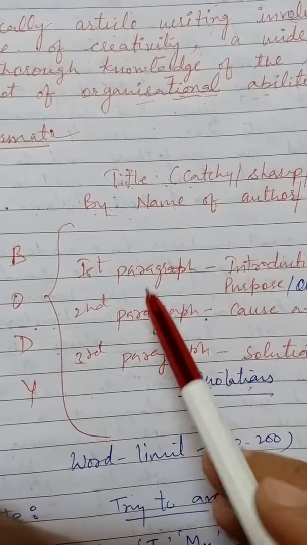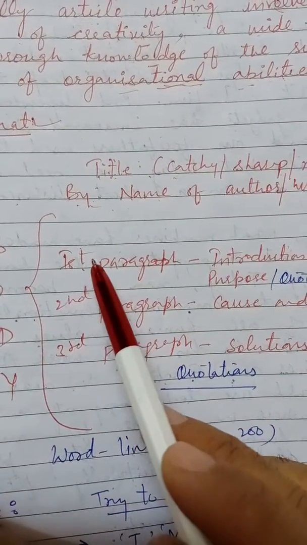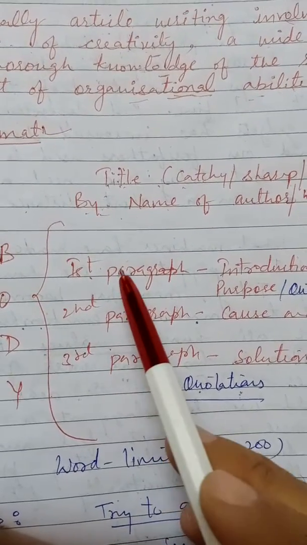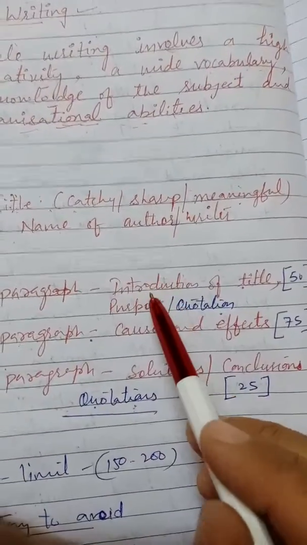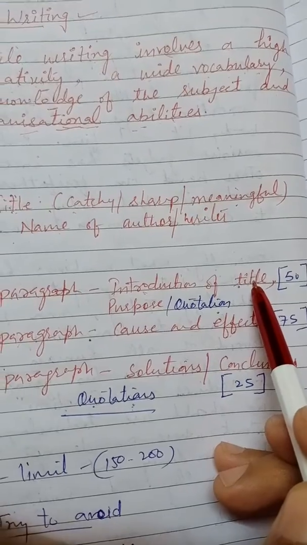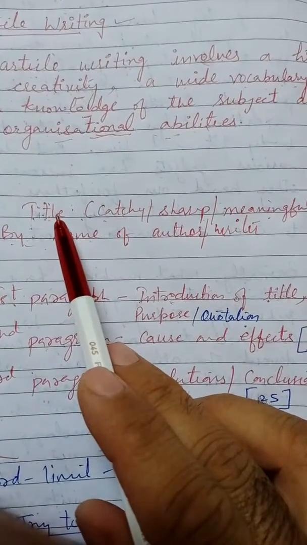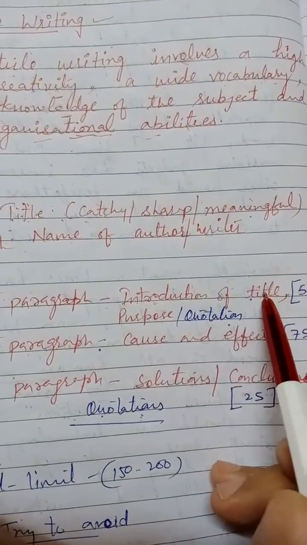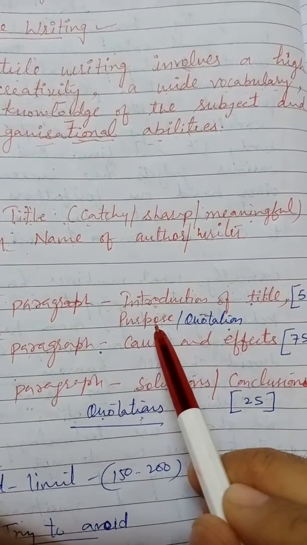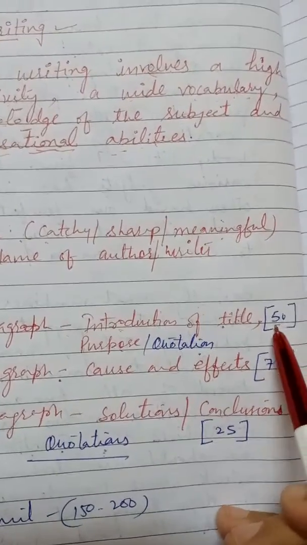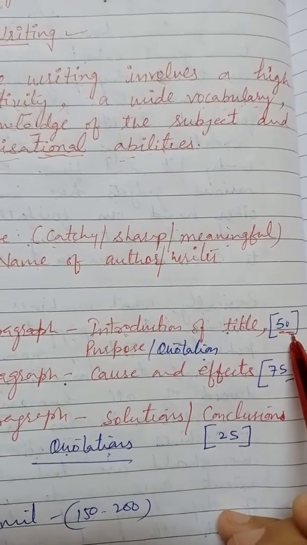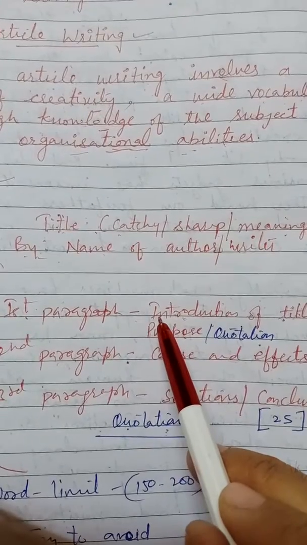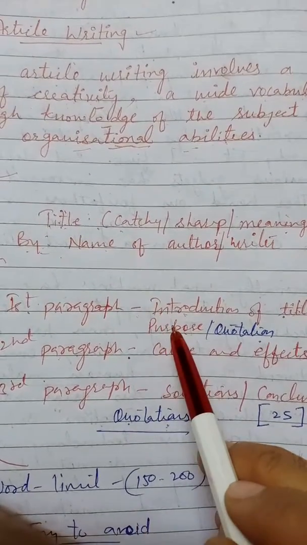In the body, we need to write three paragraphs. The first paragraph goes for the introduction of the title. It means whatever the title itself suggests, and what the purpose of the title is, should be written in the very first paragraph. Approximately 50 words or more you can write in the first paragraph. It is mandatory to introduce your title in the very beginning of the article.